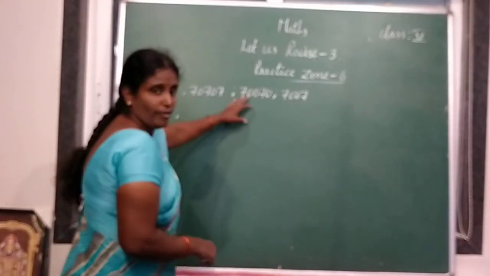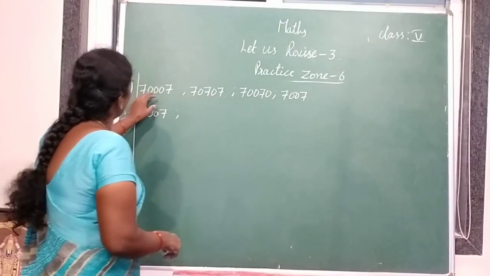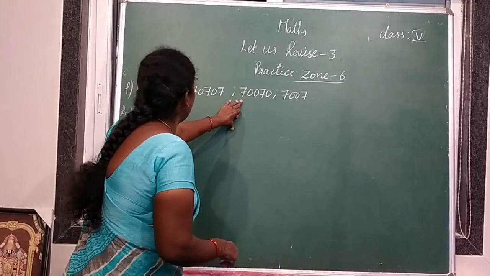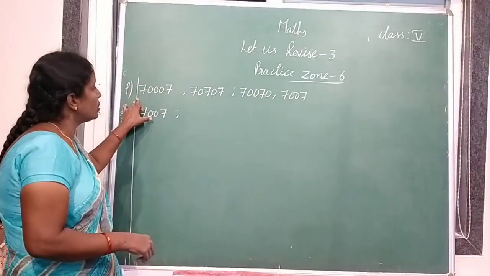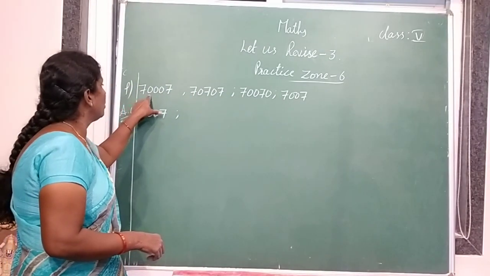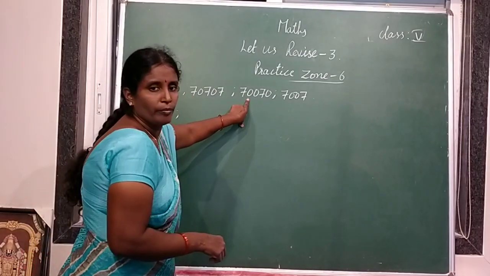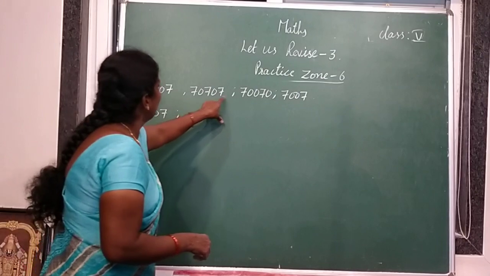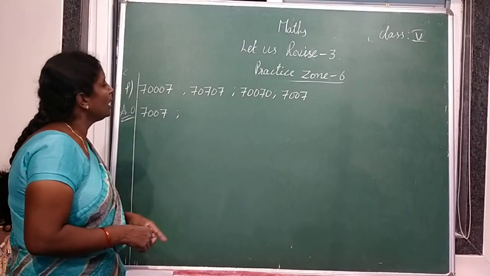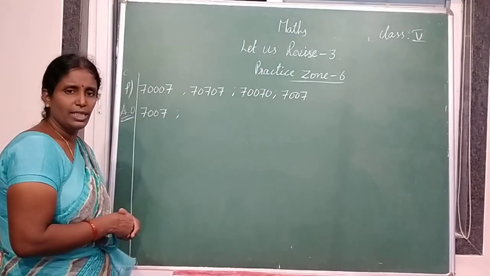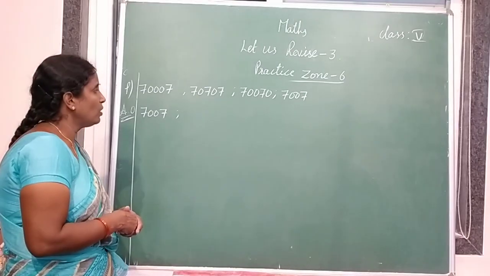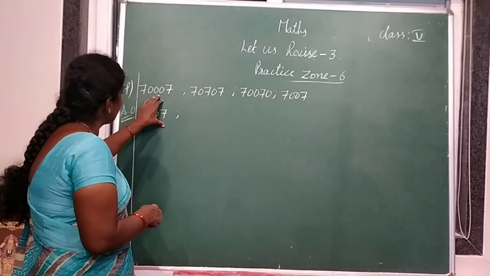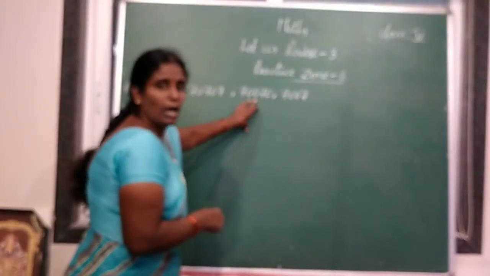These are 5 digit numbers now. So compare the 10,000 place digit. 7, 7, 7. All are same. So check the next digit. 0, 0, 0. Again same. Next 0, 7, 0. Which is smaller? 0 is smaller or 7 is smaller? 0 is smaller. So either this is the smallest number or this is the smallest number.